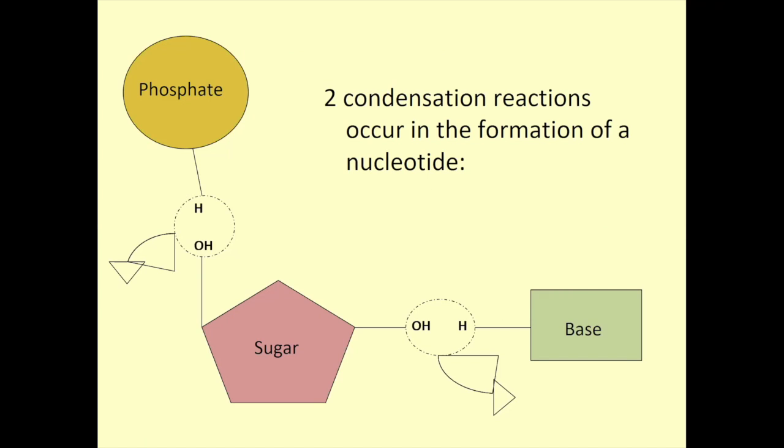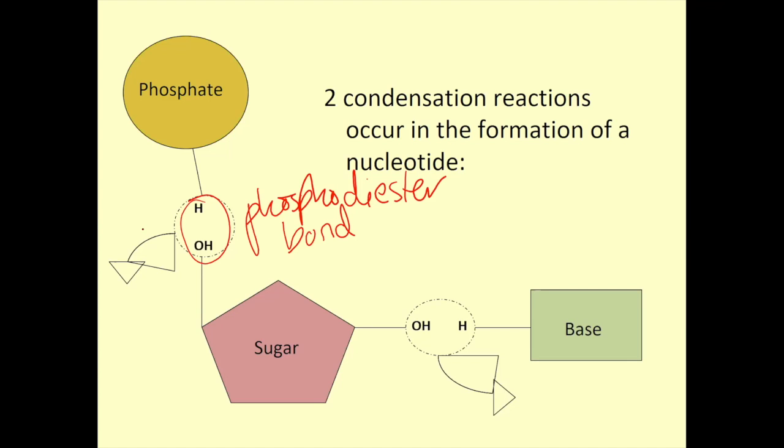So this bond here between phosphate and sugar is called a phosphodiester bond. And it's a condensation reaction, so water will be expelled in that, as seems to be the fashion with these things. Now, those of you who are chemists could also think of that as a covalent bond.